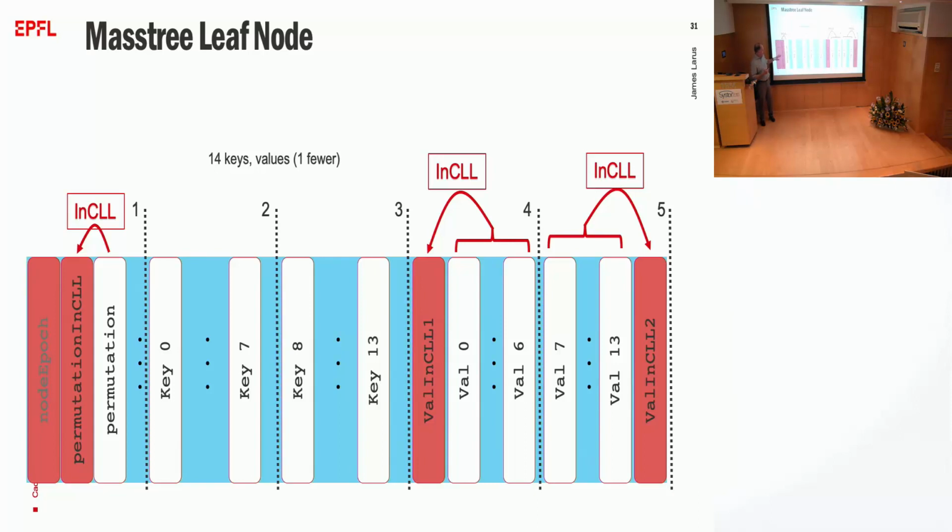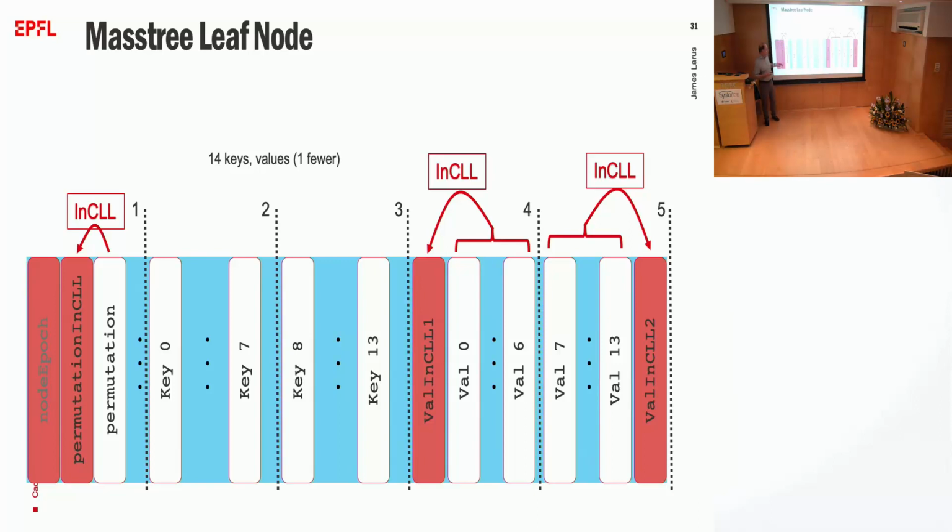It contains a number of different fields. It contained 14 keys. We only use 13 because we take some of the space in it and use it for these logs within the data structure. So these are the fields that contain the values. And what we do is in each one of these cache lines, we take one of the values away and use it as a log for writes to the various value fields. And then we also have to log this field, which is called the permutation field, which keeps track of where the entries are in this node in the tree.